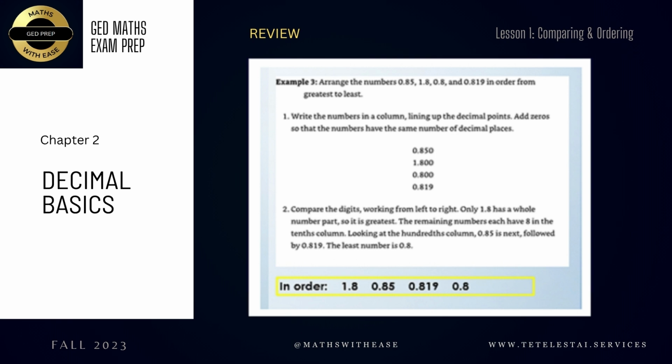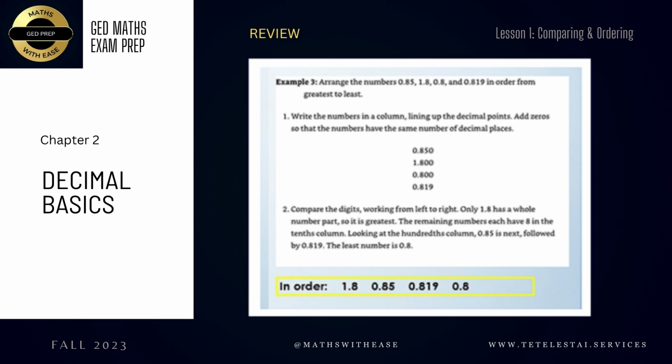And then once you've done that, you can start comparing your digits from left to right. And so since 1.8 has a whole number, it's the only decimal number that has a whole number, the others have zero, we automatically know that it's our largest, right? Then you start looking at the remaining three numbers, 0.850, 0.800, and 0.819, all have 8 in the tenths column. So then you would move over to the hundredths column.